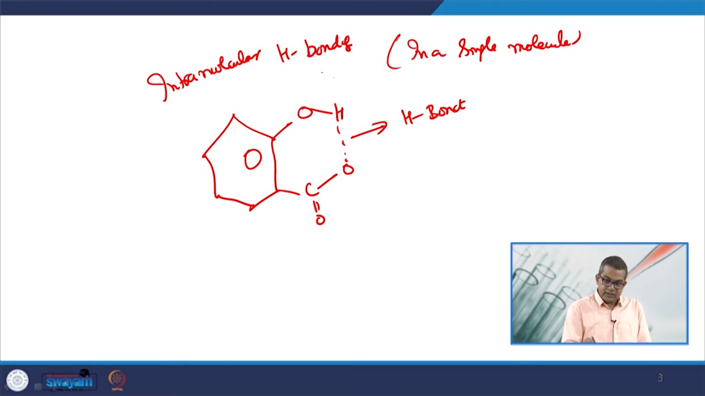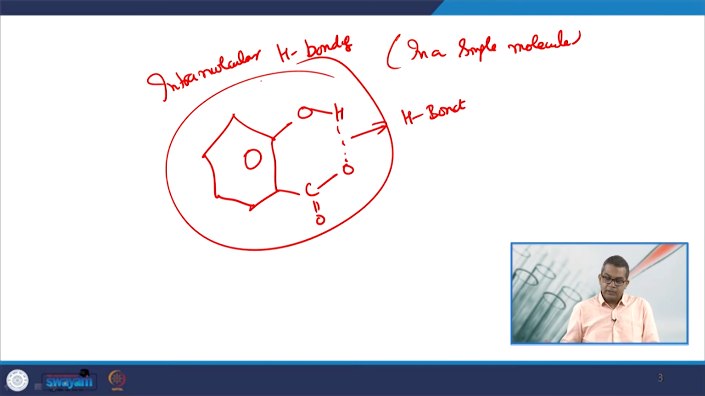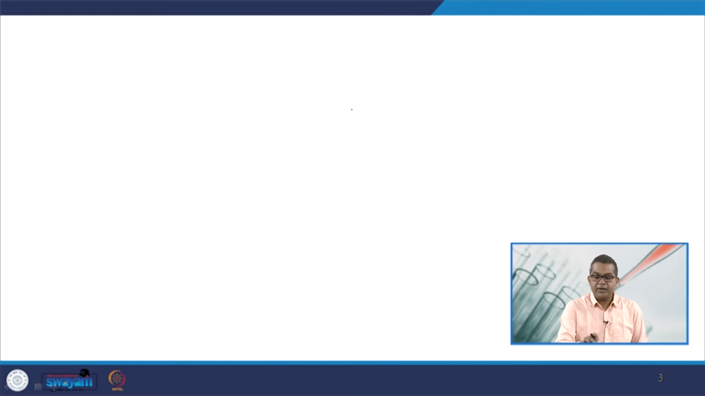So, you can see this is within the single molecule, they are performing the hydrogen bonding. Now, here these two things are different, hydrogen and oxygen. So, there are intramolecular within the system and two dissimilar type of molecules. So, these two are the characterization of classification of hydrogen bonding.